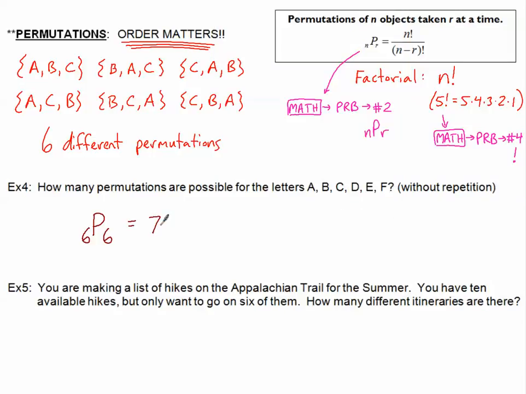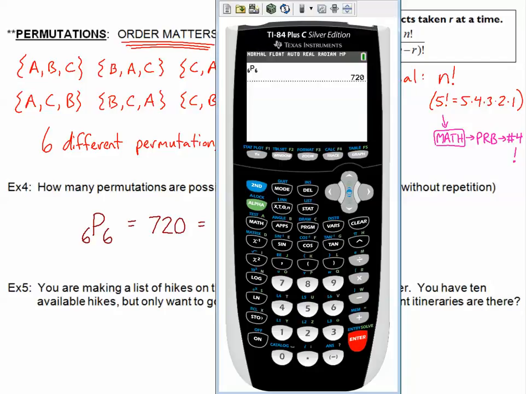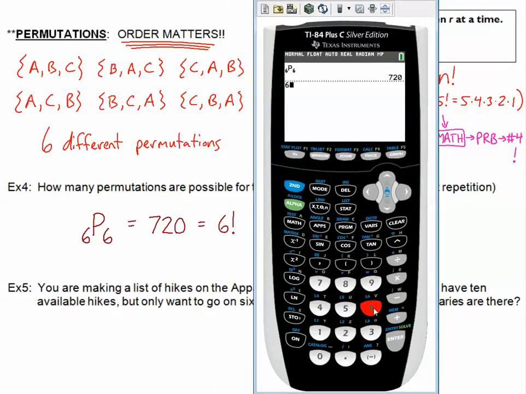So there are 720 different ways to write the first 6 letters of the alphabet. And that's actually the same thing as 6 factorial. If you typed in 6 factorial onto your calculator, type the 6 and then press math and then over to probability, and it's number 4, 6 factorial is 720.